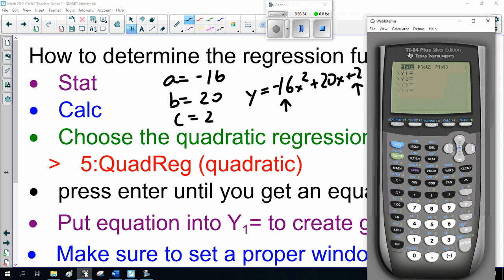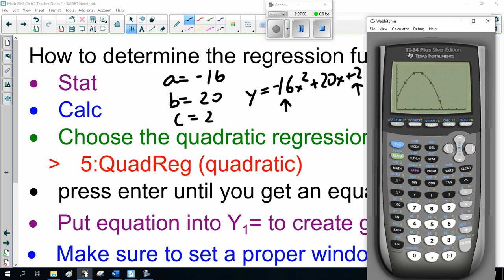So y equals negative 16x squared plus 20x plus 2, graph. Woohoo! I'm hitting my data points. All right. So there we go. Our graphing calculator is doing the work for us. We've hit all our data points.